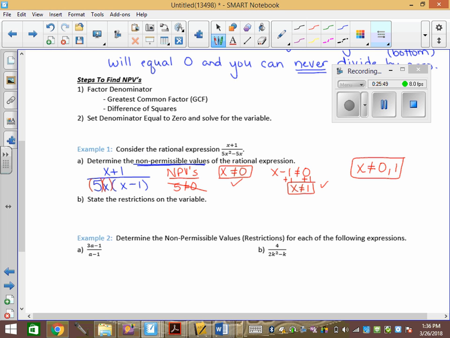State the restrictions on the variable. The restrictions on the variable are what the variable can't be. Exact same thing. Why the heck would I put that as an A and a B? Because I want you to know that the word restrictions or non-permissible values can be used to mean the exact same thing. So if they ask you for the non-permissible values or they ask you for the restrictions, they are asking you for the exact same thing. Just different words.